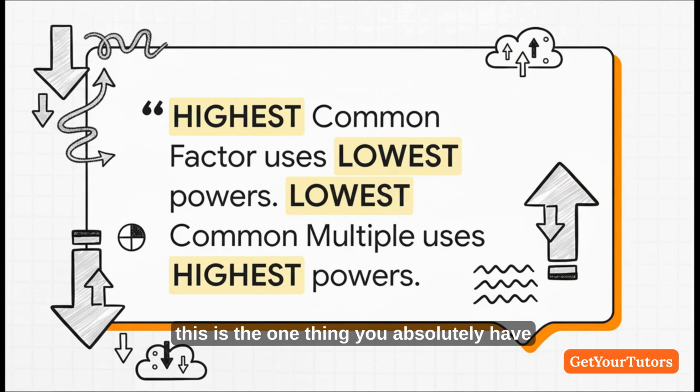Okay, this is the one thing you absolutely have to remember, because it feels, well, kind of backwards. It's a paradox, right? The highest common factor uses the lowest powers, and the lowest common multiple uses the highest powers. I know, it messes with your head a bit, but trust me, burn this into your memory. It's the number one thing people get tripped up on, but it works every single time.